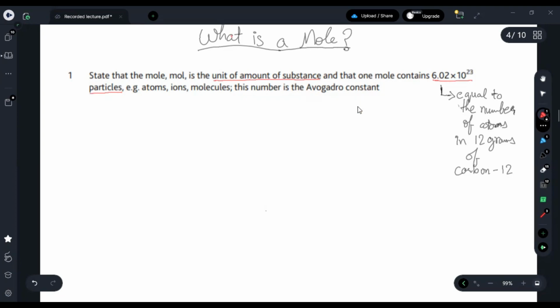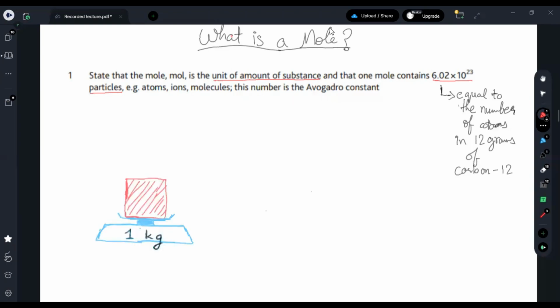So here I would like to illustrate an example to make you understand what this mole is. This is not the fact of how SI units are derived. This is just for the sake of understanding what the mole actually means.